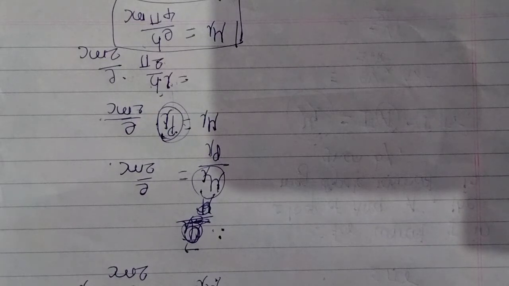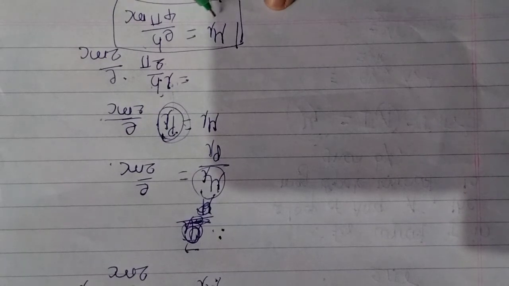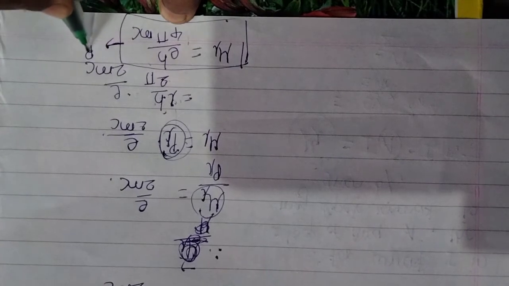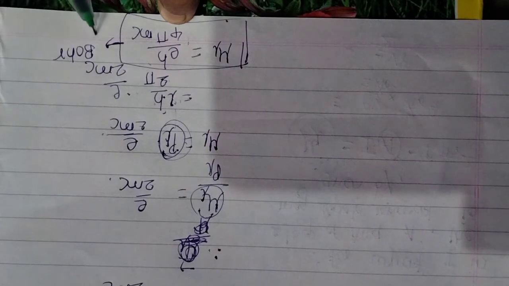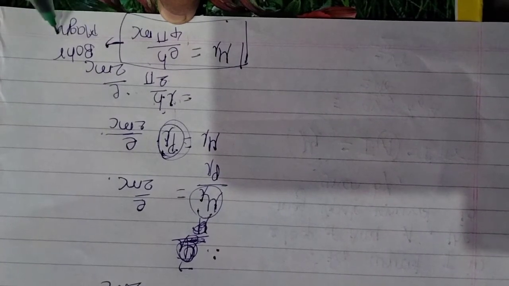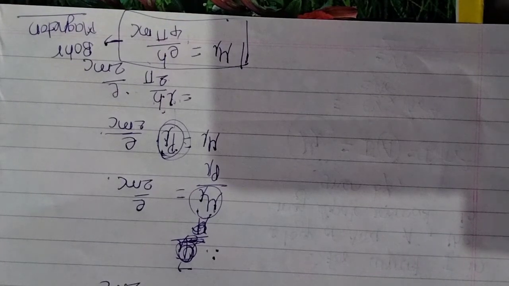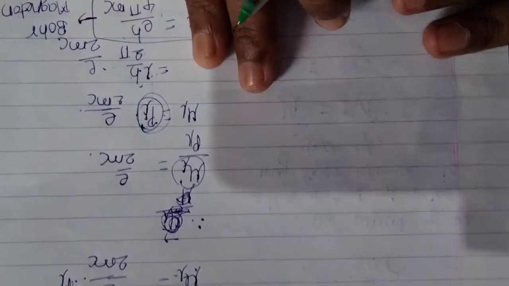This magnitude of the Bohr magnetic dipole moment is called the Bohr magneton, whose value is very, very small.